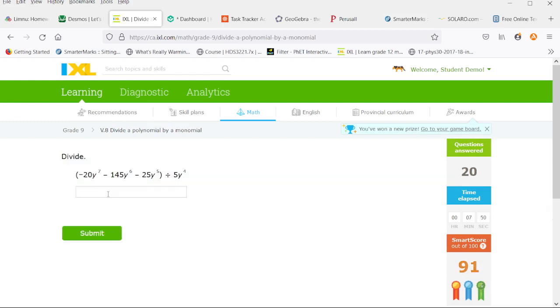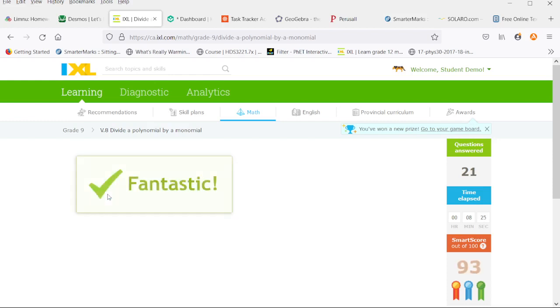There we go, challenge zone. So here we are dividing by y exponent 4, as well as by 5. The negative 20 divided by 5 gives us a negative 4. Y to the 7 divided by y to the 4 makes a y cubed. Now the negative 145 divided by 5 is a negative 29, since 150 would be 30. There's one less than that. And we deduct 4 of our 6 y's. And then finally we have a negative 5 and just a single y left.